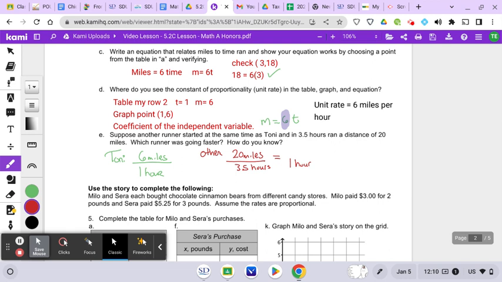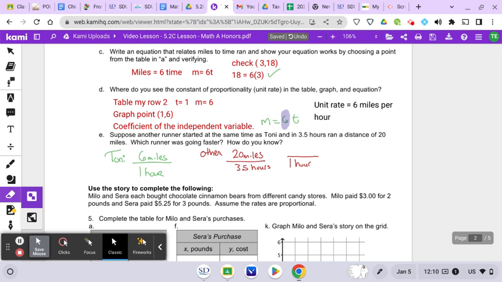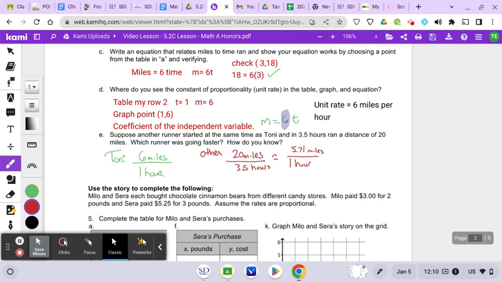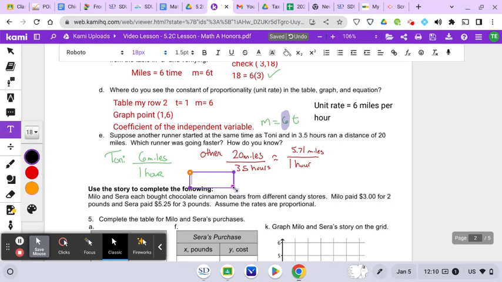All right. So 20 divided by 3.5 is, I'm rounding here, so I need to adjust this because it's not actually equals. It's about 5.71 miles an hour. So that's obviously slower. So Tony is faster. She covers more distance an hour.